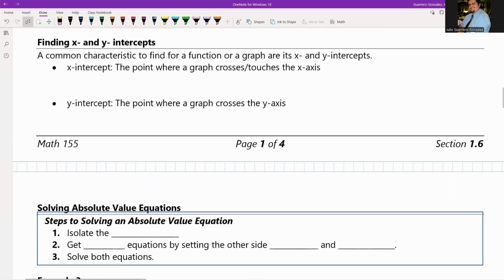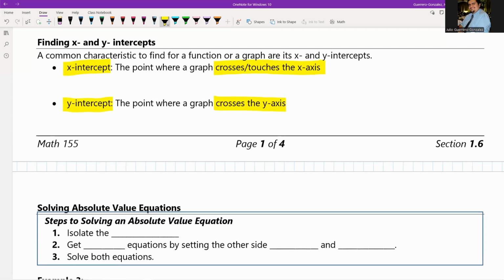This is really something that we're going to do because we're going to be working with graphs all throughout the semester. This is something that we're going to need to get down pat real quick. So let me define what each one is first, and then we'll cover how to find each one. An x-intercept is where a graph crosses or touches the x-axis. And the same thing for the y-intercept. A y-intercept is wherever it crosses or touches, crosses in this case, the y-axis.